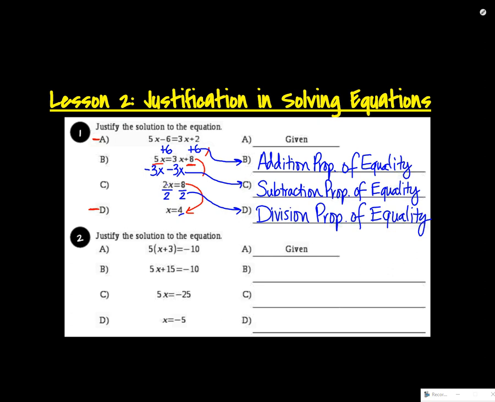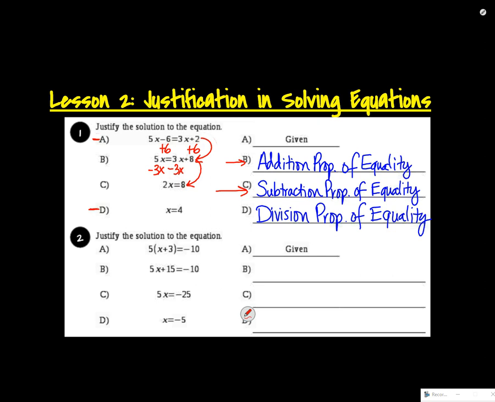So let me go back and just walk you through this problem. Okay? Let's clean this up a little bit more. So from here to here, I moved that 6. I added 6. Why am I allowed to add 6? Because the addition property of equality says I'm allowed to add the same number to both sides. From B to C, I subtracted 3x. Why am I allowed to do that? The subtraction property of equality allows me to subtract the same thing on both sides of the equal sign.